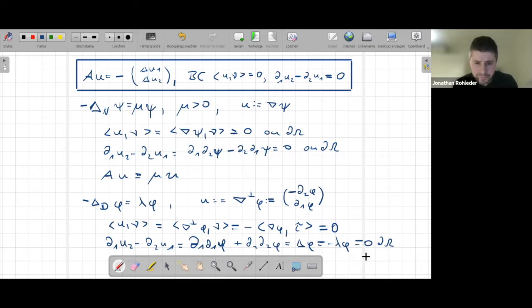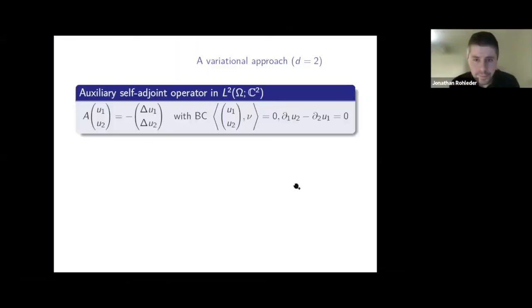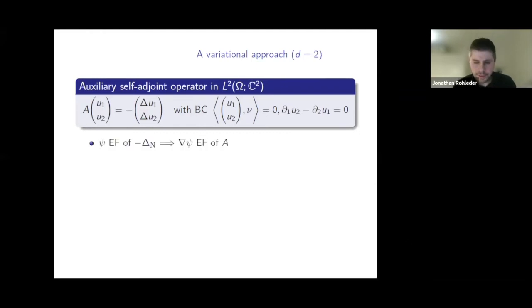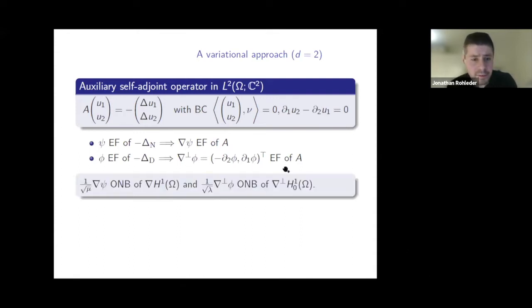And the interesting thing is even more, so this is what I just explained to you: if I take any eigenfunction of the Neumann Laplacian, the gradient will be an eigenfunction of the operator A. If I take any eigenfunction of the Dirichlet Laplacian, then the perpendicular gradient will be an eigenfunction of A.